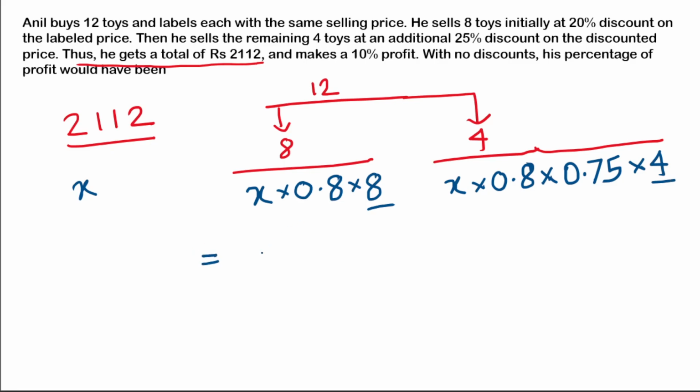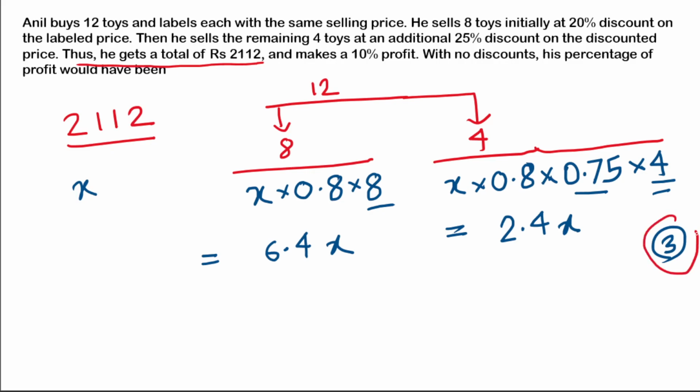So if you calculate, this comes out to be 6.4x, right? And how much does this come out to be? This comes out to be 2.4x. How did you calculate it? Simply, 0.75 into 4 is 3, right? So if you do it this way, it is much easier. Okay, let me circle it back because it is not part of the flow. All right, let us get into how we are solving this.